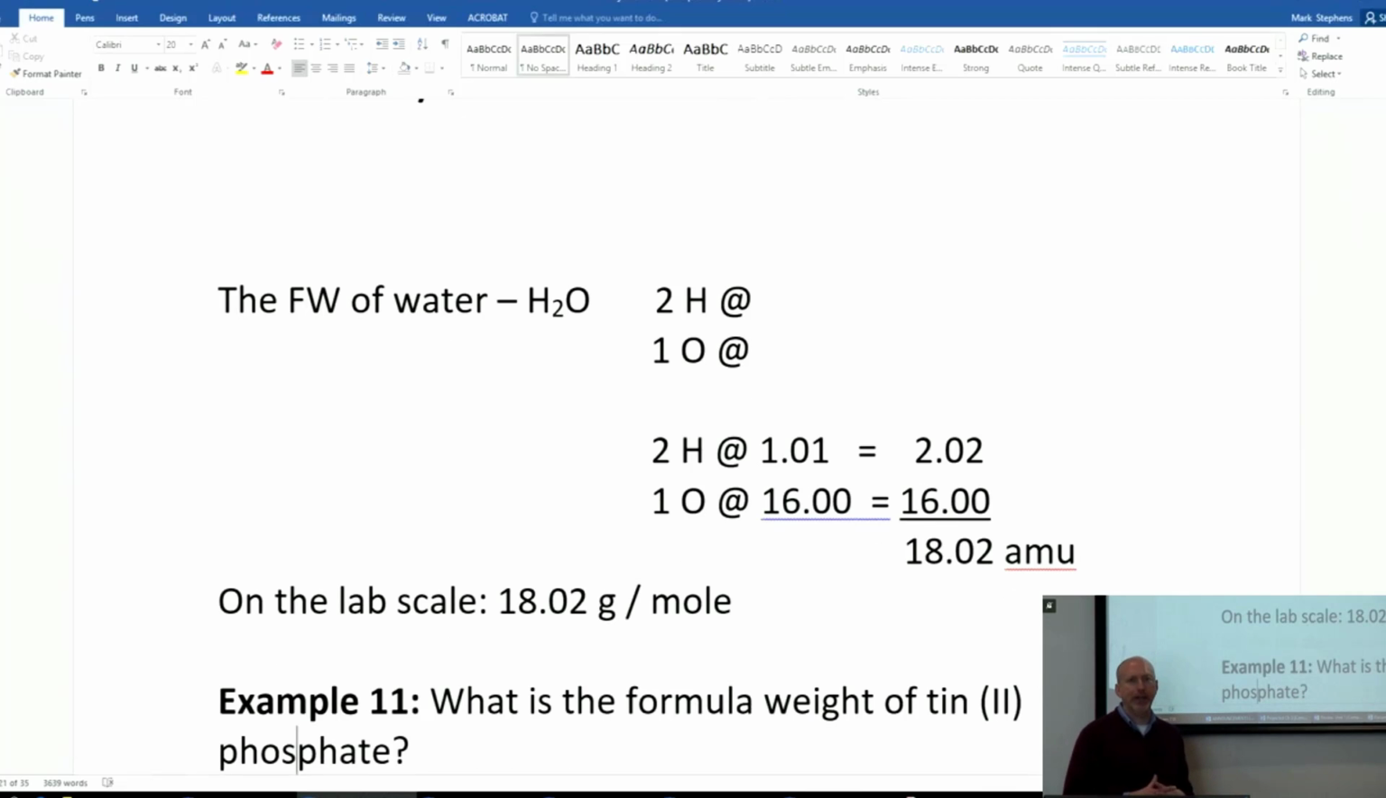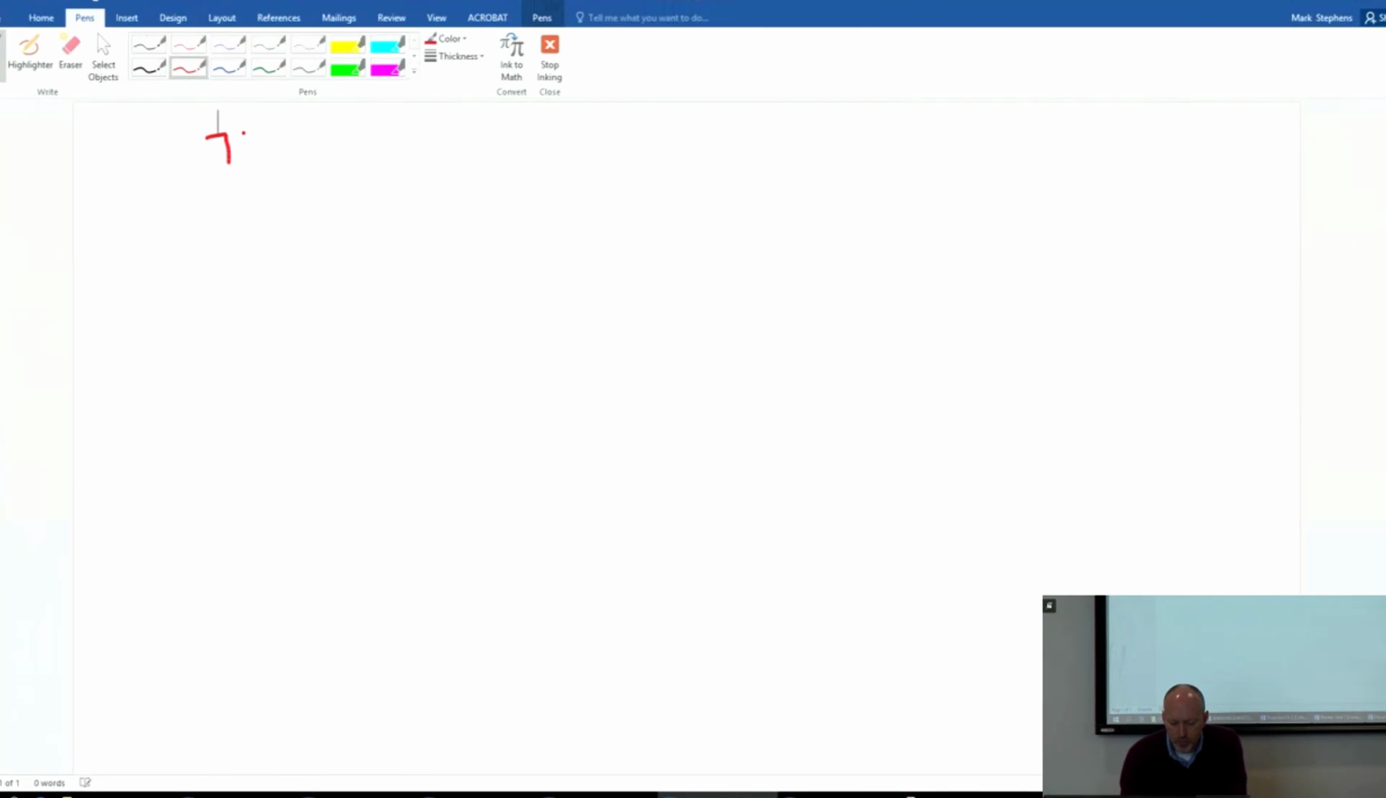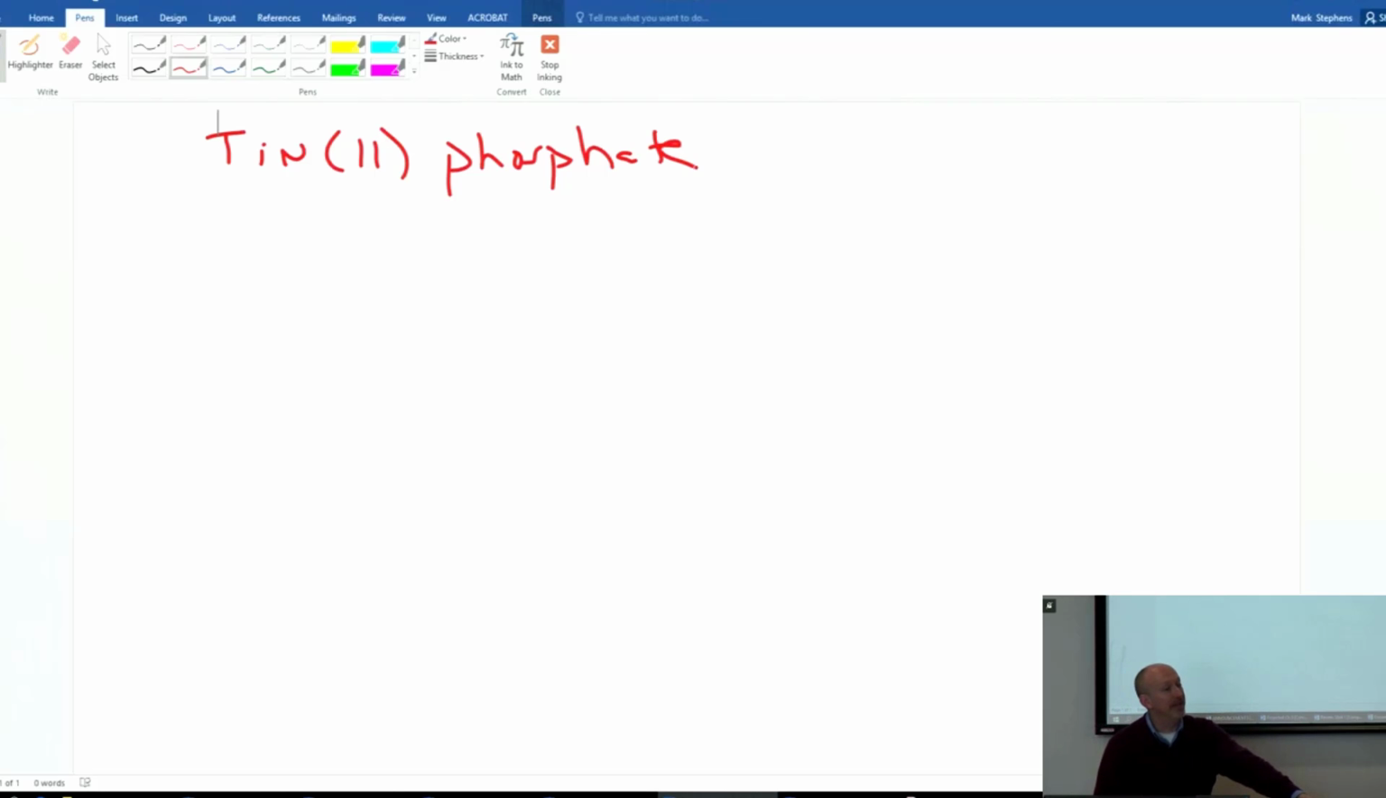All right, so let's take a minute and look at an example. What is the formula weight of tin(II) phosphate? All right, so I need to go to the periodic table. Kennedy, what is the symbol for tin? Committing, that's one of those weird ones. It's a weirdo, column 4A. Tin is Sn. So tin is the symbol of Sn.